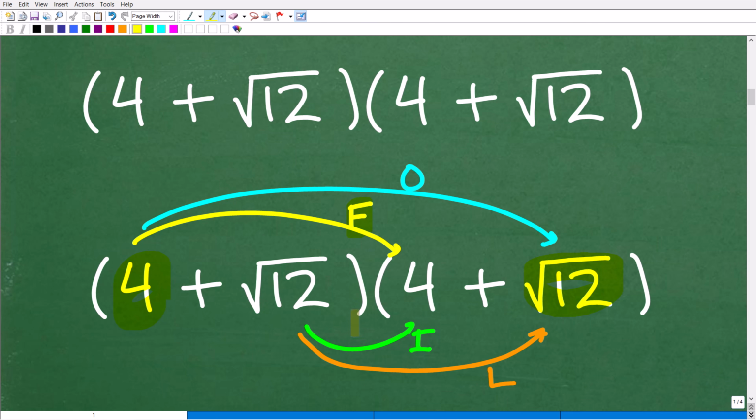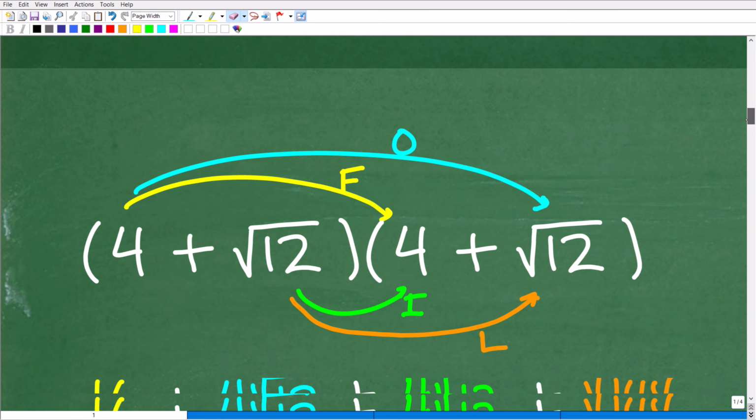And then that brings us to the inner: F-O-I. Our inner terms are going to be these two right here, so the square root of 12 times 4. And then our last, F-O-I-L, is going to be the square root of 12 and the square root of 12. So these are the last terms of these respective binomials. If you understand that, all you have to do is follow this little procedure and do each of the little multiplications involved. Let's go ahead and do this right now.